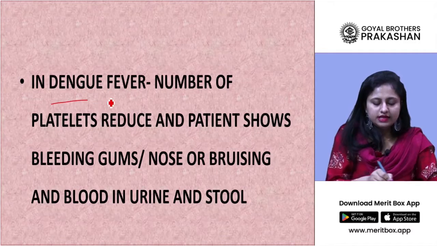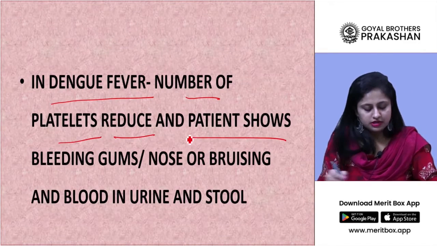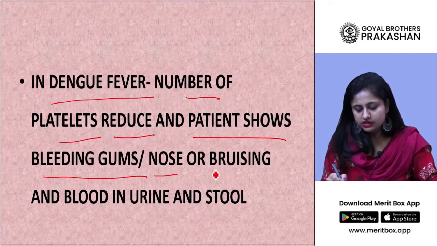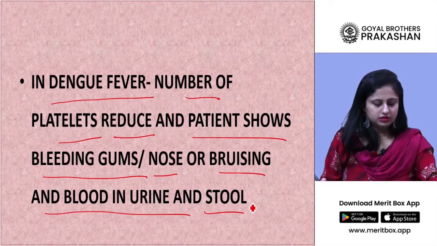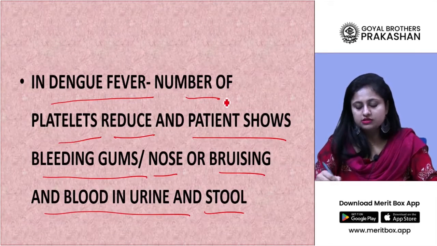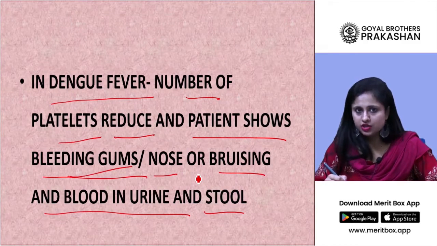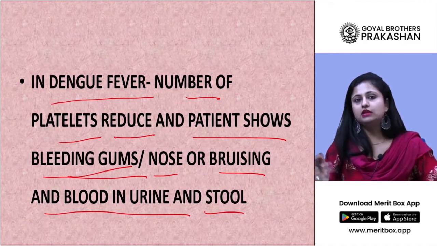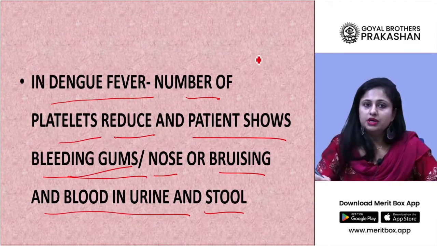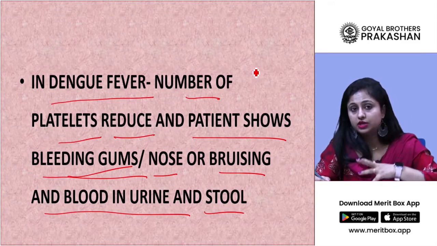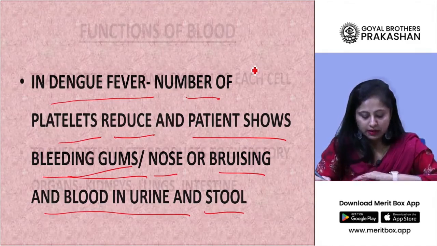Next, in dengue fever, the number of platelets reduces and the patient shows bleeding gums, nose, bruising, and blood in urine and stool. So the patient shows such symptoms where bleeding shows. Why? Because platelets help the blood to clot. But if the number of platelets is reduced, they will not perform their function, and as a result the blood flows continuously.